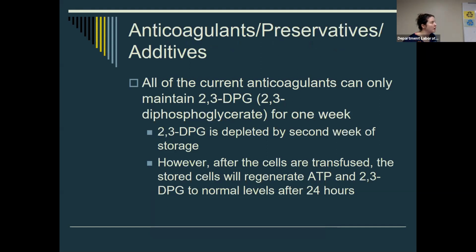It's known that all of our current anticoagulants can only maintain that 2,3-DPG status for about 1 week. So the longer the red cells sit on the shelf, the lower that 2,3-DPG gets. Again, like I mentioned, once they're transfused, the cells can regenerate that ATP based on what we have used as anticoagulant and preservative. So that's one of the reasons we add Adsol as a preservative, because it helps those cells regenerate ATP and therefore produce 2,3-BPG.